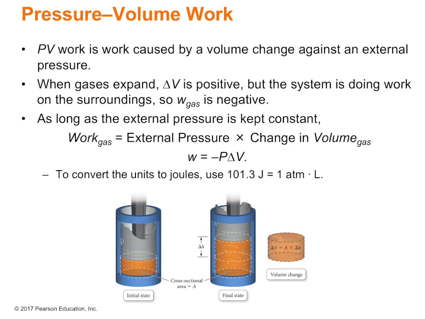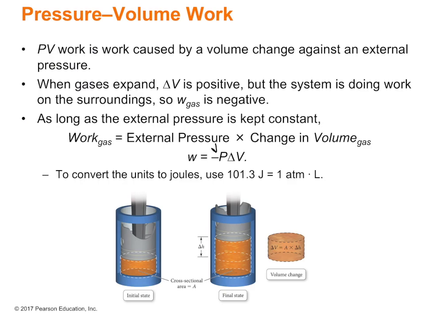So the work caused by the expansion of volume is negative of the pressure that the volume expands against, multiplied by the change in volume that occurs during the expansion. The units of the work obtained by using this equation are those of pressure, usually atm, multiplied by the volume, usually liters. To convert liters atm to joules, we use the conversion factor that there are 101.3 joules in 1 atm liter.